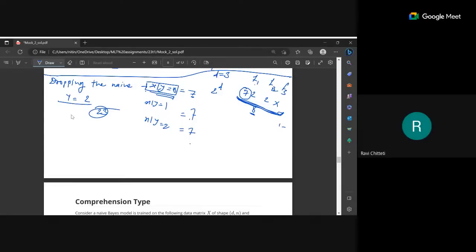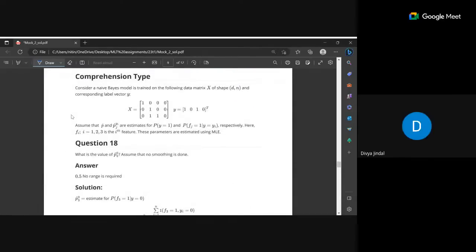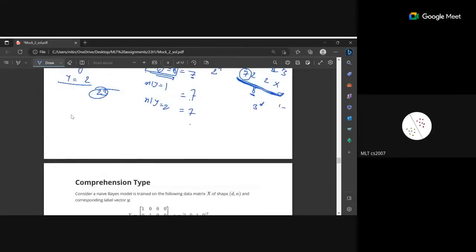So if there are 3 levels in features, then it becomes 3 power d. With 3 features, it will become 3 into 3 into 3, right? 3 raised to power 3. The parameters will be 3 raised to power 3 minus 1. And then you have to multiply it with the classes as well, right? How many classes? y equal to 0, y equal to 1, y equal to 2, in this case 3.